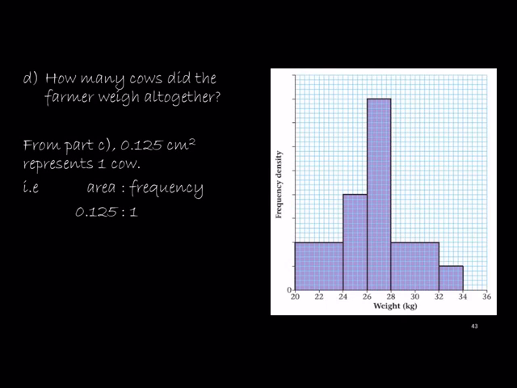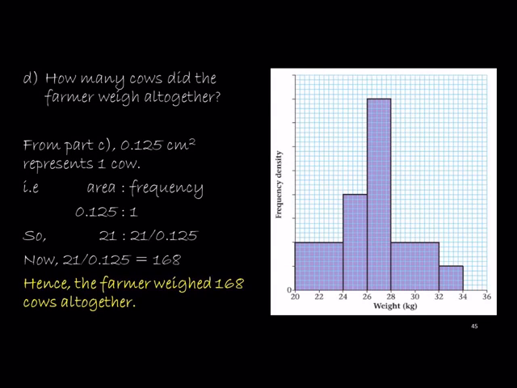But we know from part C that an area of 0.125 centimetres squared represents 1 cow. So we can use this. That means an area of 21 centimetres squared represents a frequency of 21 divided by 0.125. And doing the sum, 21 divided by 0.125 is 168. Hence the farmer weighed 168 cows altogether.